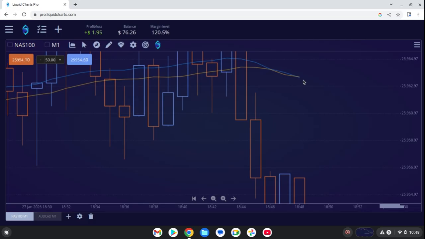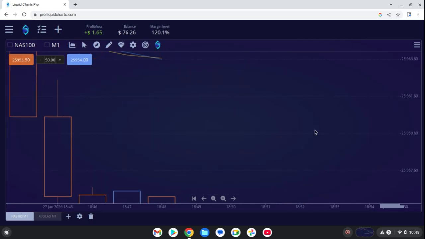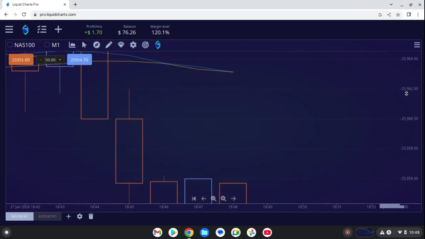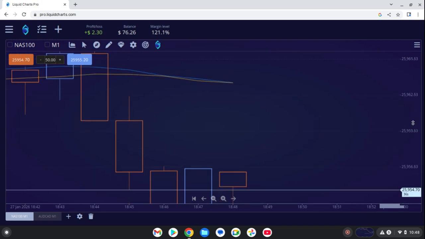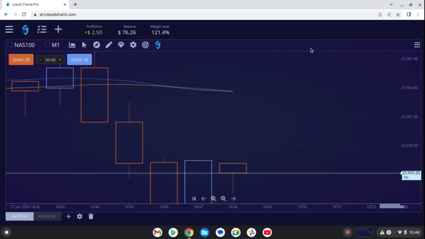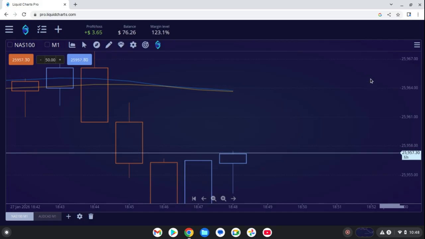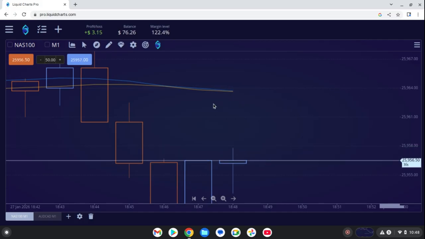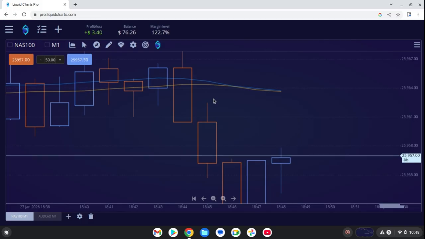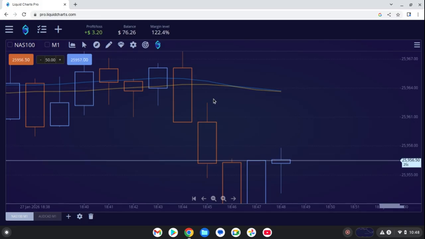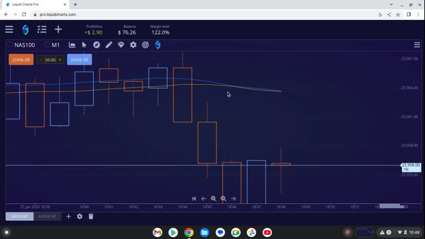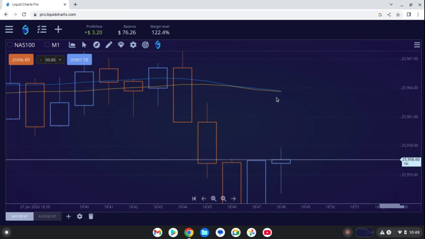You see how the blue is under the orange now? If you can see, the blue is under the orange, right? Even though I got in this trade late, I'm still in profit, right? You see how this trade is still open? The moving average crossover just does its job so well. Because if I would have had this on a smaller parameter, making it faster, I would have got out of this trade.